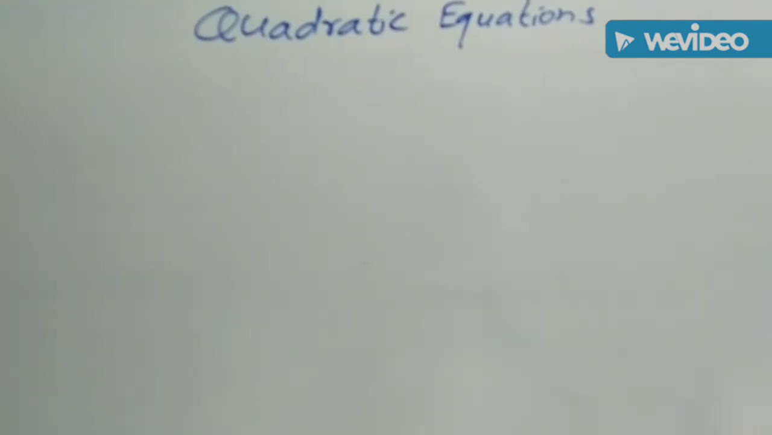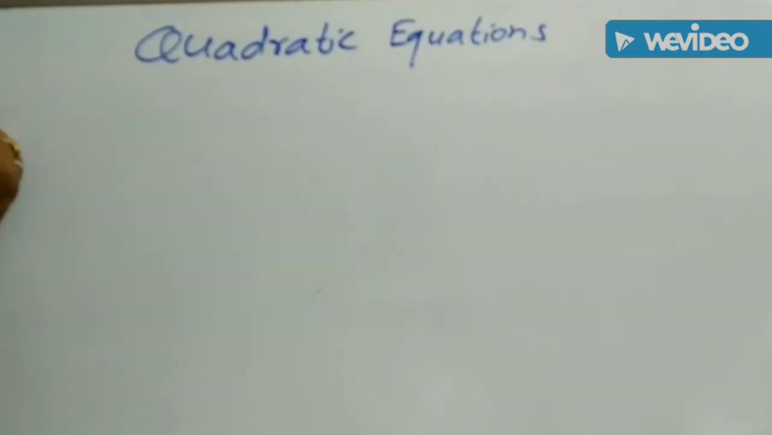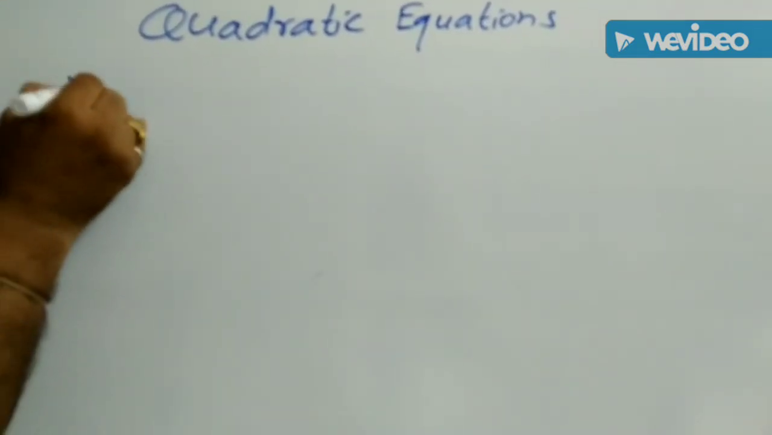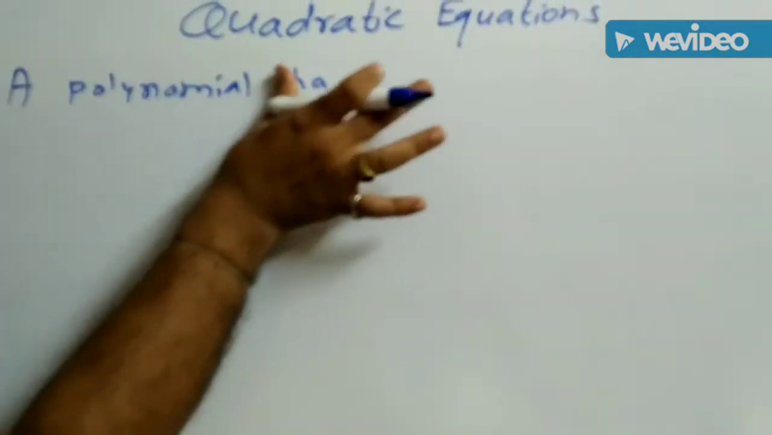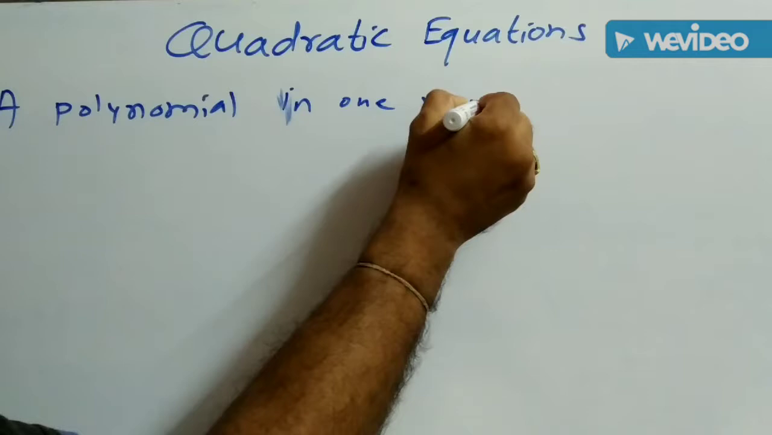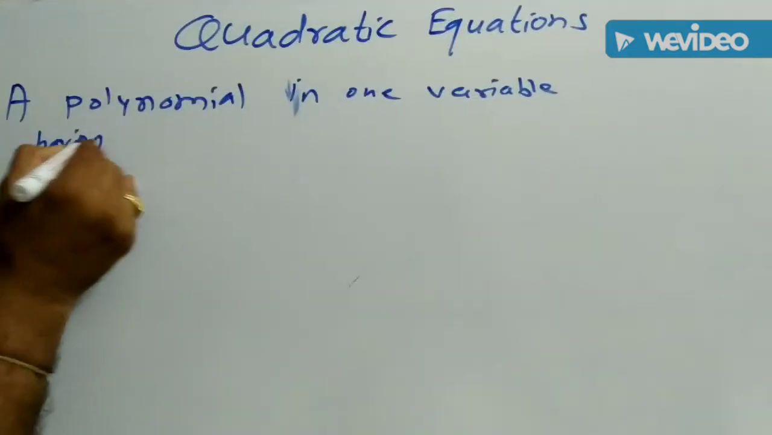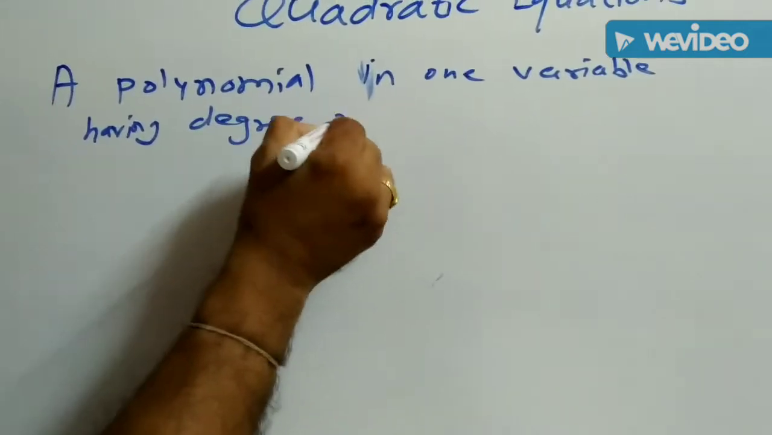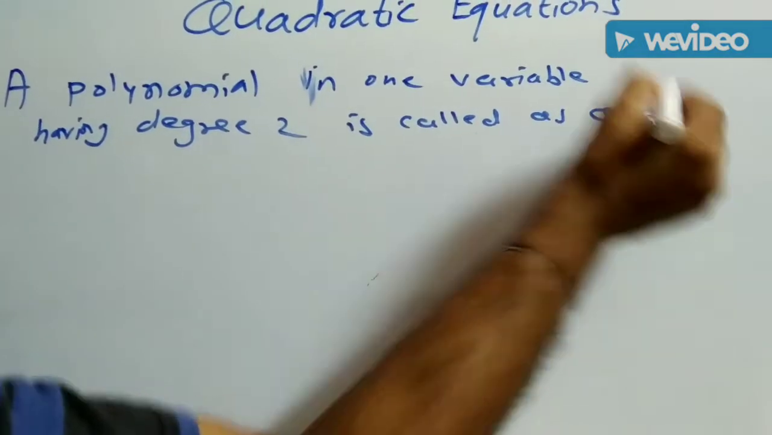Today I am going to teach you chapter number 2 of class 10 algebra, quadratic equation. Firstly, what is meant by quadratic equation? A polynomial in one variable having degree 2 is called a quadratic equation.